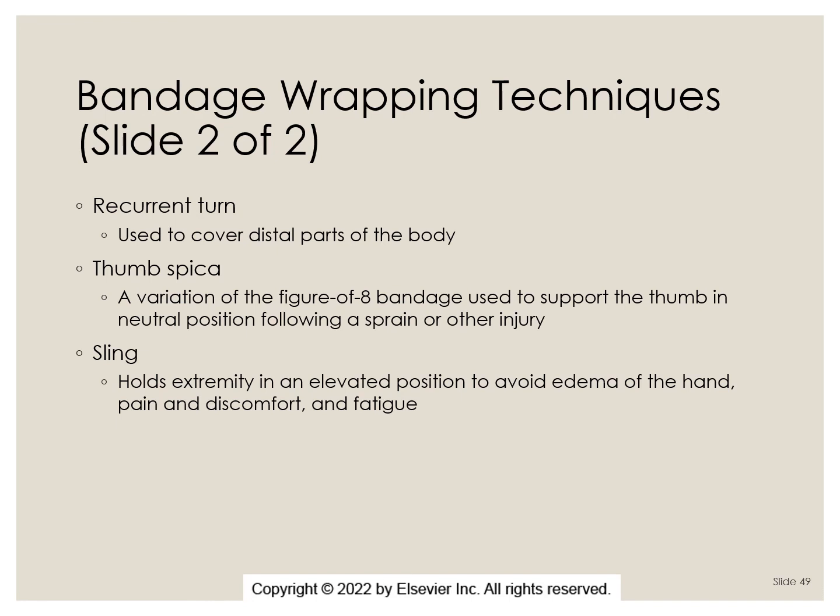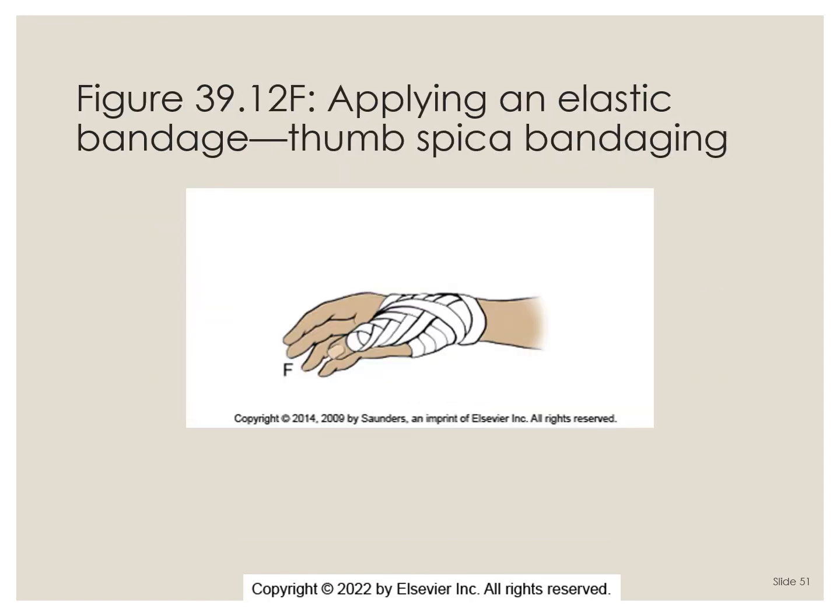A sling can be used to support and immobilize an injured wrist, elbow, or shoulder. The sling will hold the extremity in an elevated position to avoid any edema of the hand and minimize pain, discomfort, and fatigue.